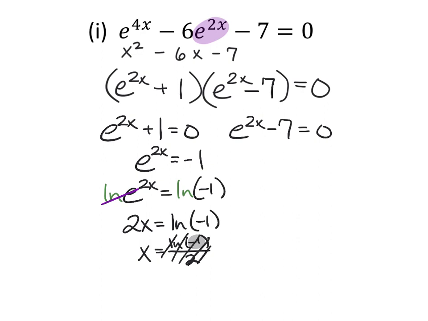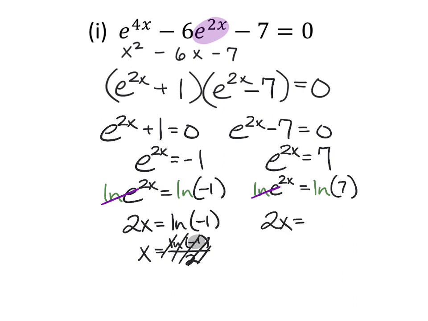But we got to check the other side. So we isolate the e to the 2x term, the exponential expression, by adding 7 to both sides. We're going to take the natural log of both sides. The natural log of e is going to cancel. This will be 2x equal to the natural log of 7. That's not negative, so I'm good to keep going here. We divide by 2 on both sides to get natural log of 7 divided by 2.